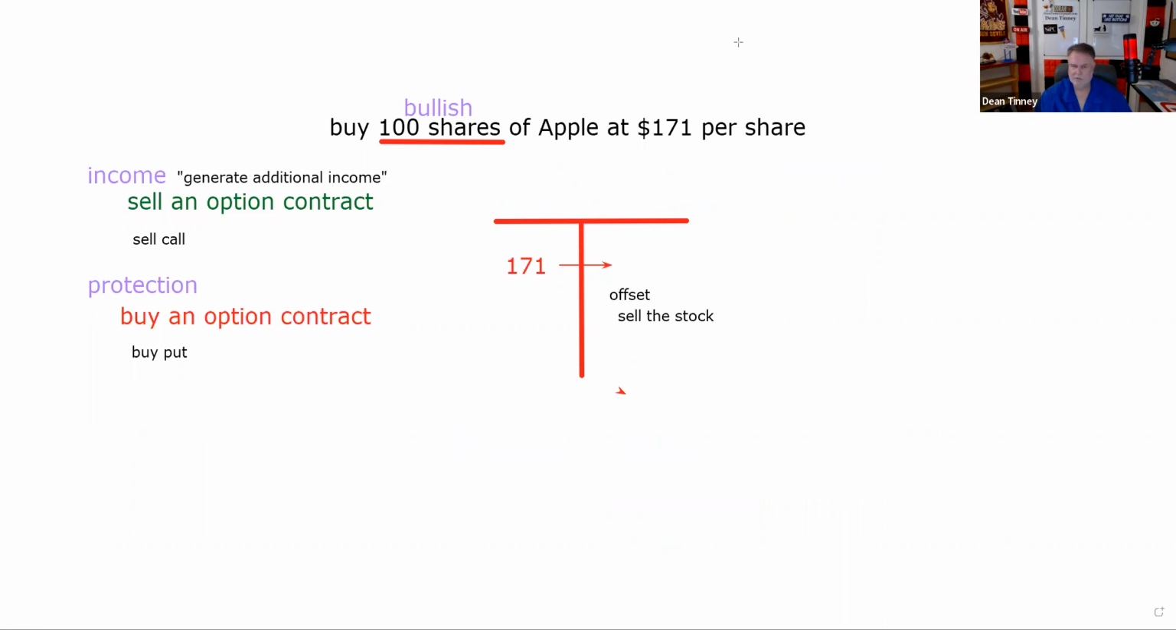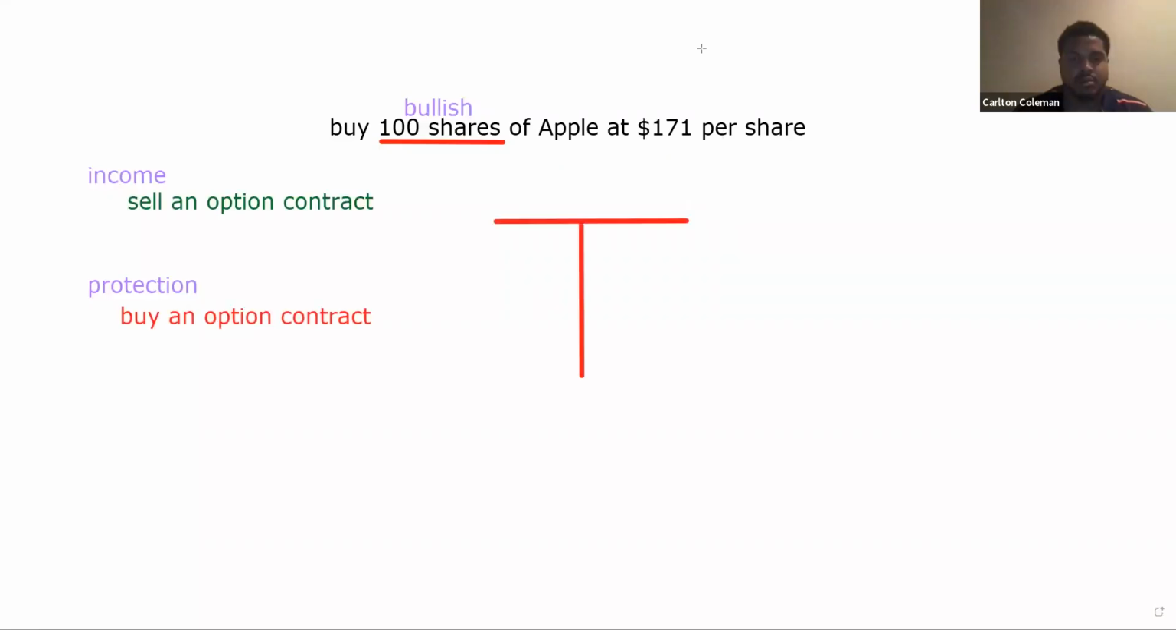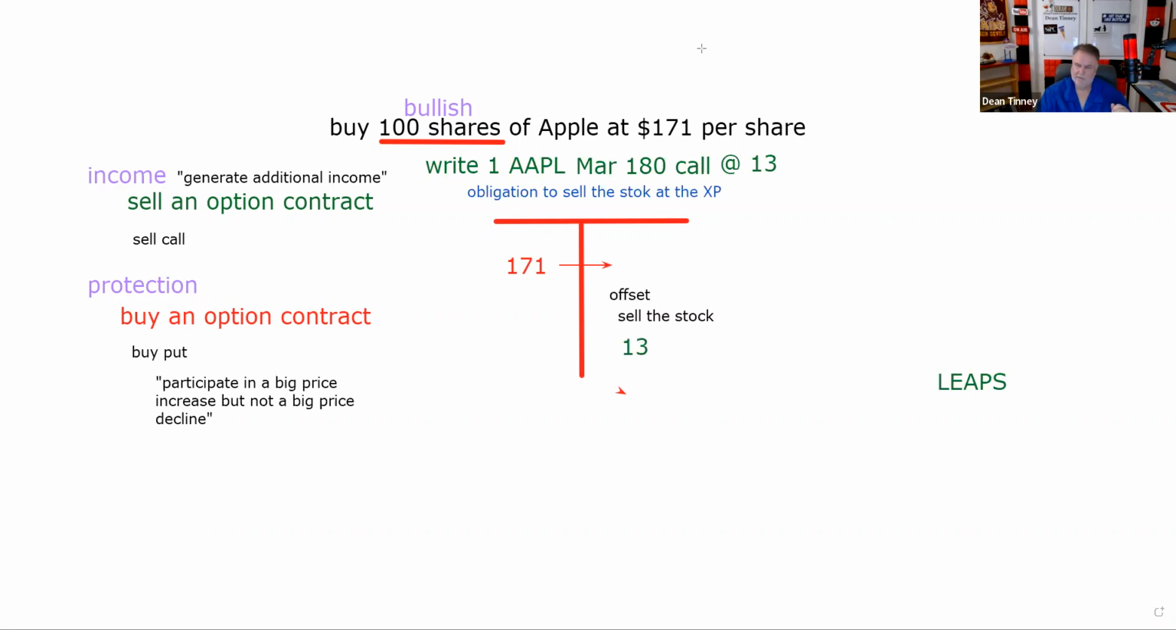And the last one I want to show you is how to protect the stock position. So we said if you have a stock position, you're either going to want income or protection. I chose income first because that's the one that shows up more often. So we said we're going to do a covered call. We're going to generate some additional income. We're going to agree to sell high the stock we just bought low. We did a buy-write, or a covered call. We were interested in generating additional income. And so boom, that's a covered call.